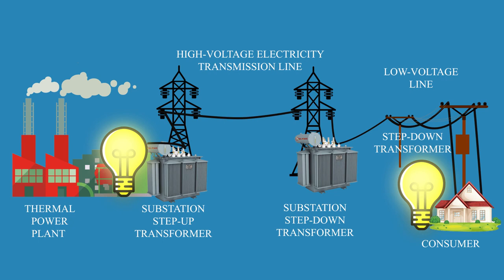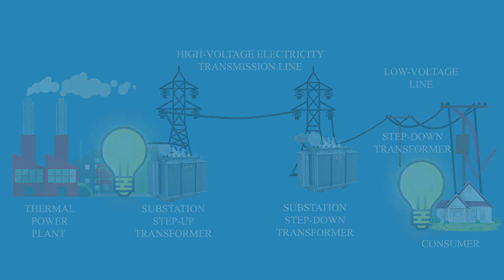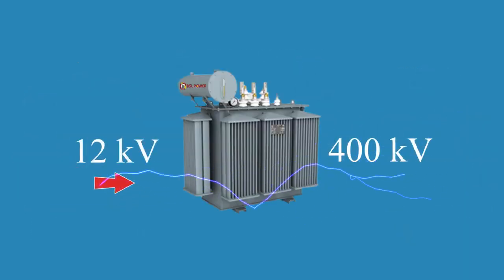However, as a rule, consumers should not be connected to the high voltage line. Therefore, the voltage must be stepped down at the end of the line. Transformers are used to first step up and then step down the voltage. Thus, a transformer is a device that allows converting an alternating current of one voltage into an alternating current of other voltage without changing the frequency.